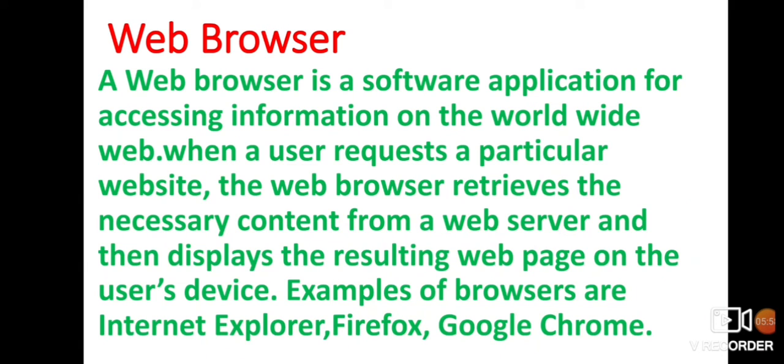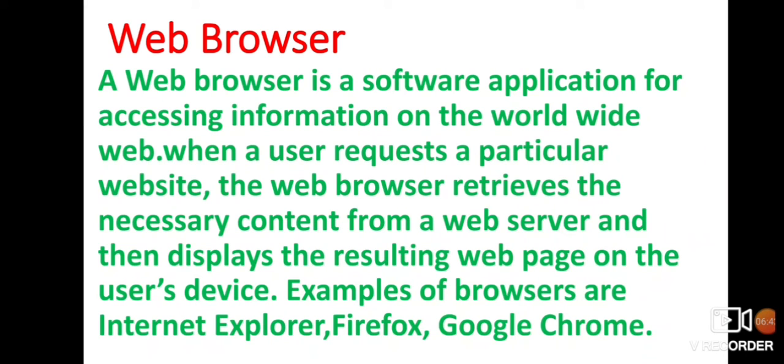When a user requests a particular website, the web browser retrieves the necessary content from a web server, and then displays the resulting web page on the user's device. So we can't access the World Wide Web without the software, that is web browser. To access the World Wide Web, we have to install a software which is known as web browser. Examples of browser are Internet Explorer from Microsoft, which comes on our desktops and is used to access information on the World Wide Web.